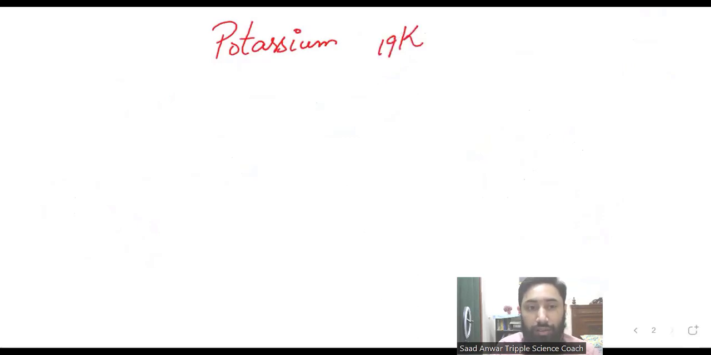And this is potassium. Its symbol is capital K. Its atomic number is 19. So guys, Mariam, would you like to tell me the group number and period number of potassium? Yes, please. Anybody else?